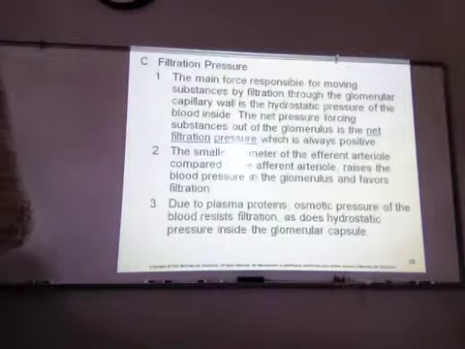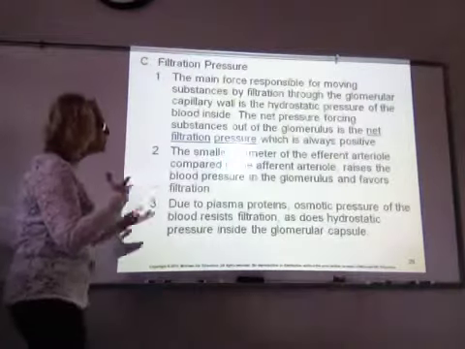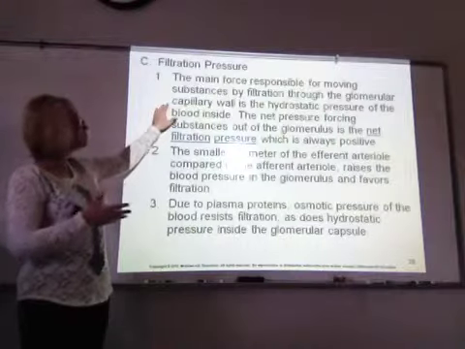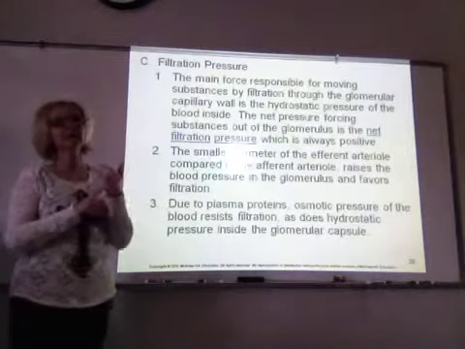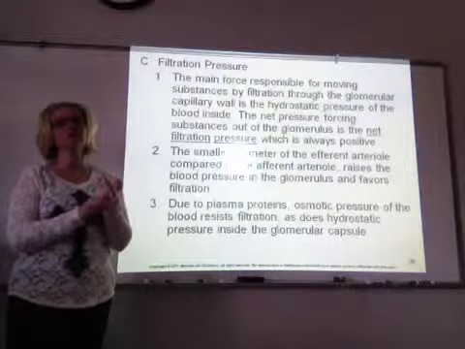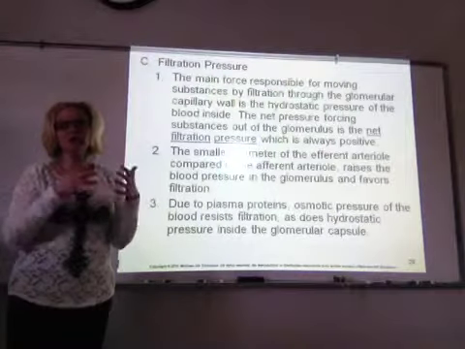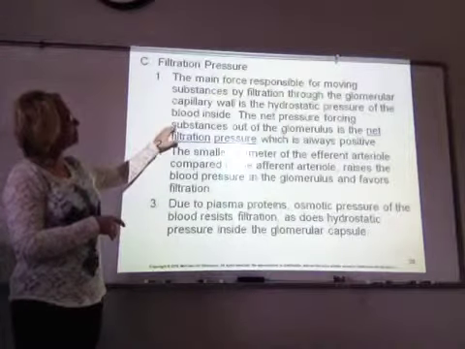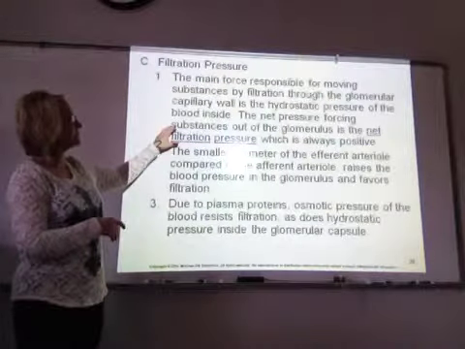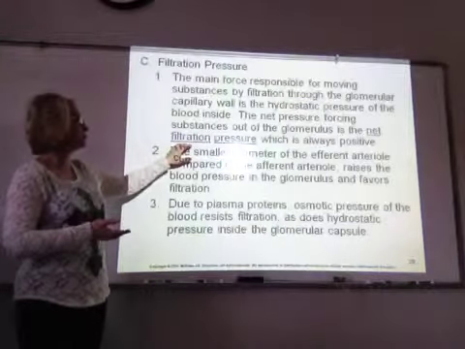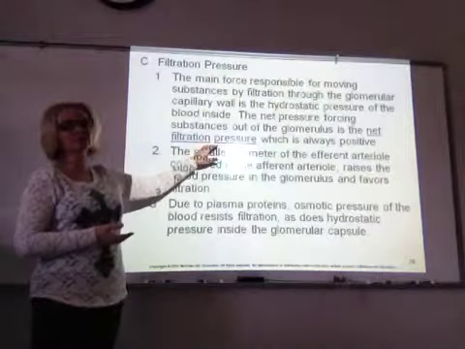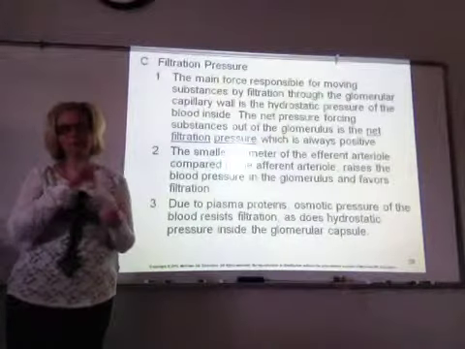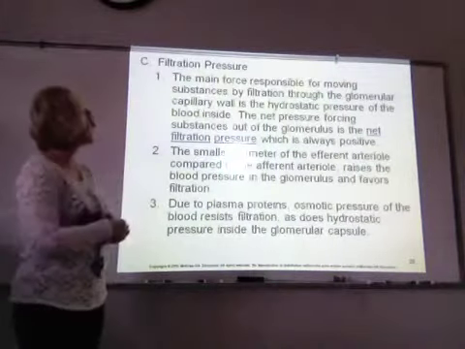Pressure, the main force responsible for moving things through the glomerular capsule, through the capillaries, is hydrostatic pressure or osmotic pressure. It's the pressure of water, how much water is there. The net pressure forcing substances out is the net filtration pressure, and that should always be positive. So basically, you are always forming small amounts of urine.